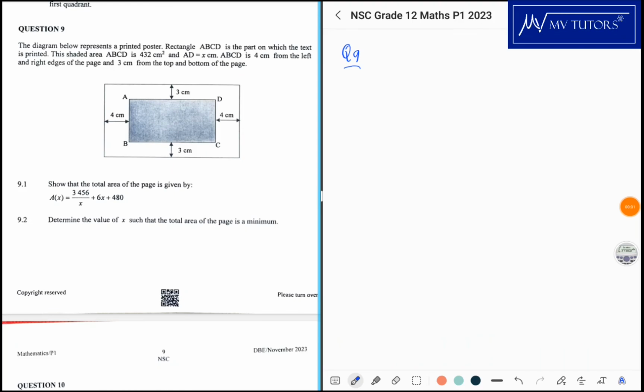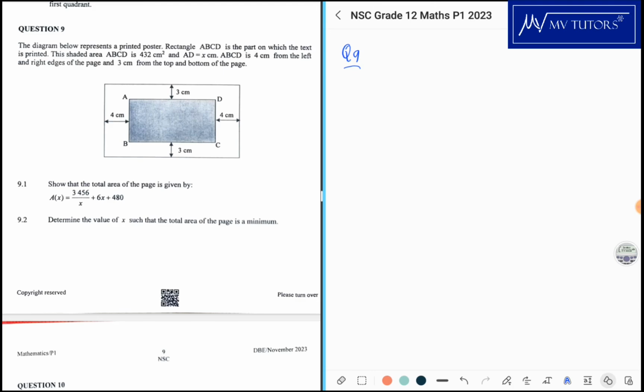The diagram below represents a printed poster. The rectangle ABCD is the part on which the text is printed. This shaded area is 432 centimeters squared, and AD is x centimeters. ABCD is 4 centimeters from the left and right edges of the page, and 3 centimeters from the top and bottom of the page. I'm just going to draw this out for myself and put in the extra information that they gave us.